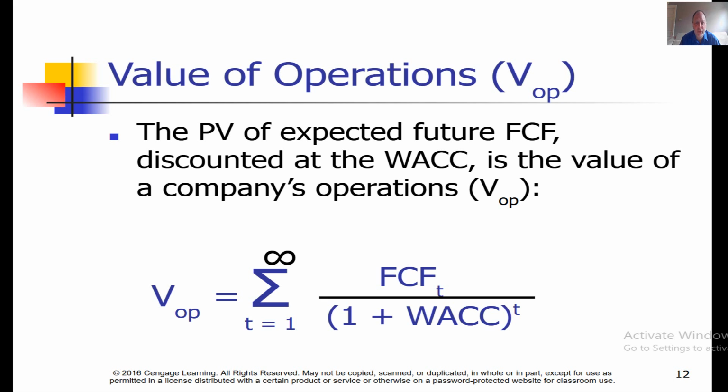So the value of operations is the discounted sum of all future free cash flows from now to infinity. We have to somehow guess what these will be from now to infinity. And of course, very few companies last more than 100 years. The general approach is you estimate the free cash flows for a few years, and then you estimate a constant growth after that.